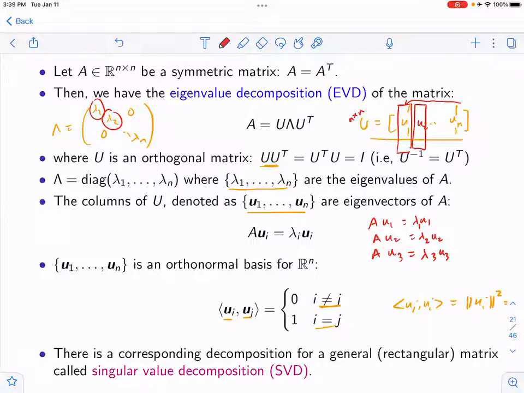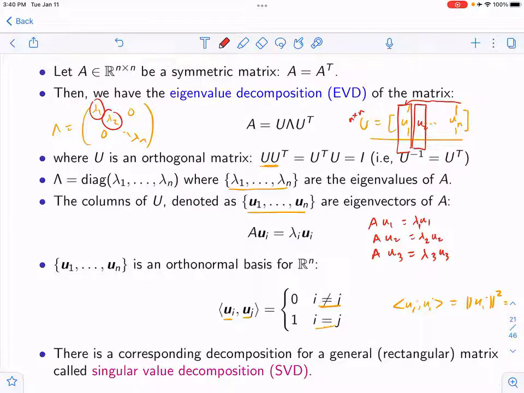Anyone remember what would be wrong in that case? If I have repeated eigenvectors here, can that set of vectors be a basis for Rn? Just to check whether you guys are awake. Linearly dependent, so no? Yeah, they're not going to be linearly independent.